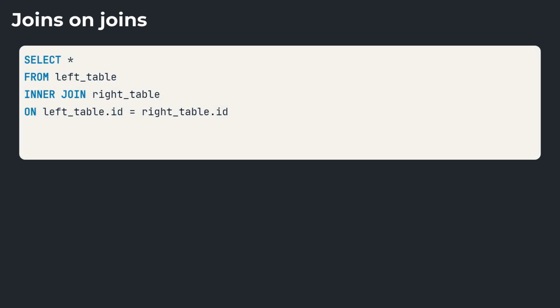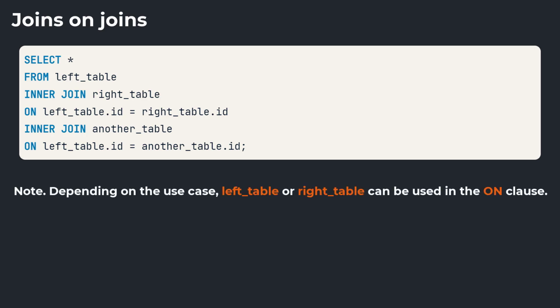We begin with the same inner join as before, and then chain another inner join to the result of our first inner join. Notice that we use leftTable.id in the last line of this example. If we want to perform the second join using the ID field of right table rather than left table, we can replace leftTable.id with rightTable.id in the final line.